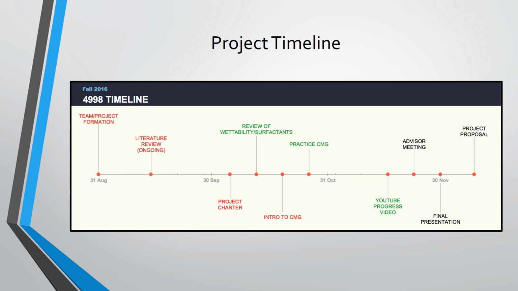This is a general timeline of our project for the fall 2016 semester. In red are some of our goals that we have completed throughout the semester. In green are the goals that we have started and are still continuing to work on. And the two black goals at the end are our final presentation and our project proposal, which we'll be working on in the next few weeks.